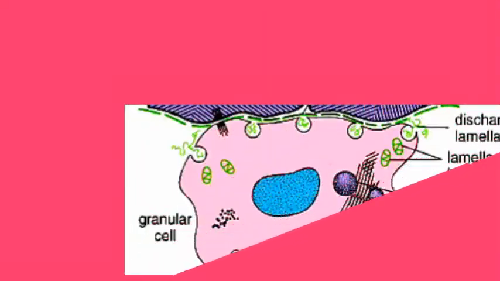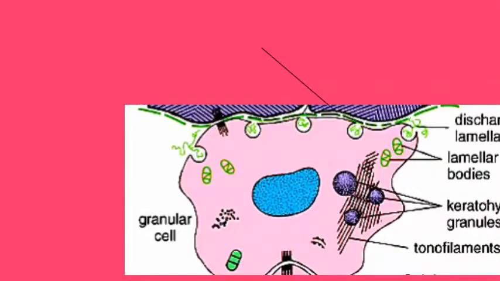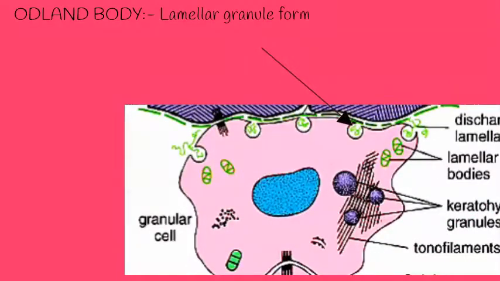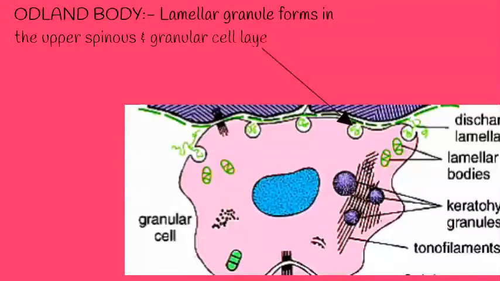In this picture you can see membrane-coating granules that are present in the upper part of the spinous layer and the granular layer, called keratinosomes or Odland bodies. These lamellar bodies contribute to the formation of the permeability barrier between the granular and cornified layer.